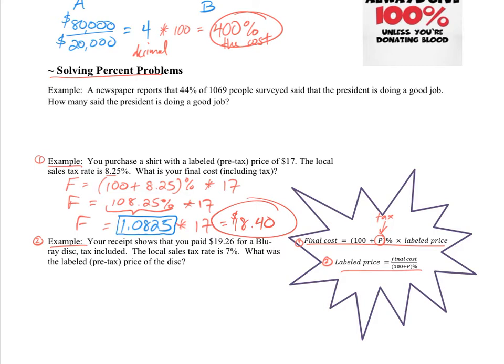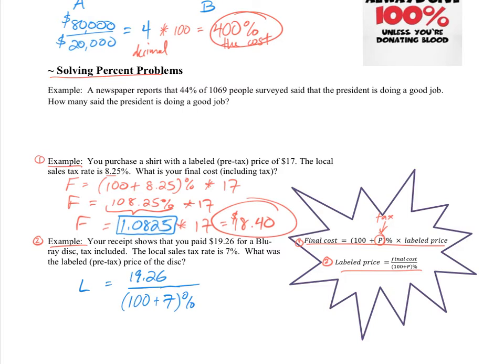So let's take a look at this second example here. It says your receipt shows that you paid $19.26 for a Blu-ray disc, tax included. The local sales tax is 7%. What was the labeled, aka pre-tax, price of the disc? So we would just use this formula down here. If we can set it up, I'm going to use L for labeled price equals the final cost, which was $19.26, all over 100 plus 7%.